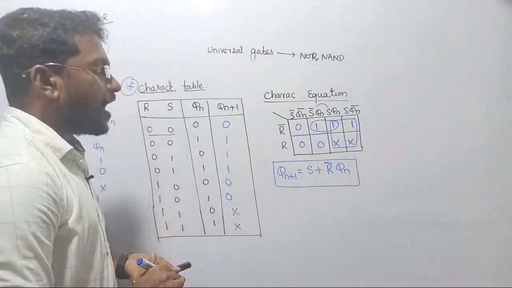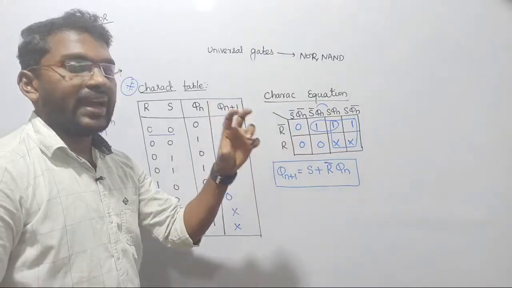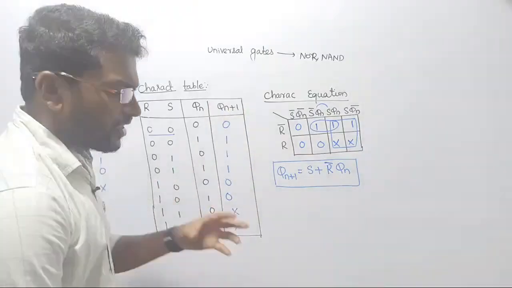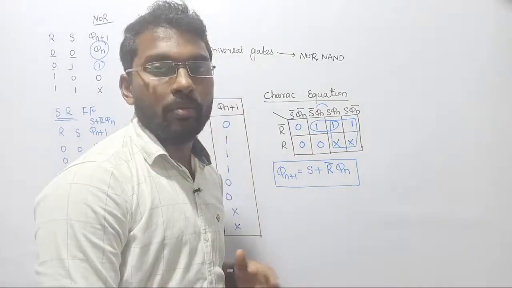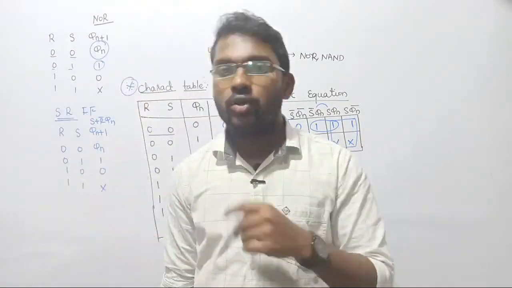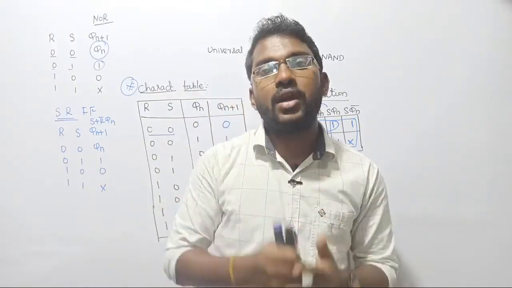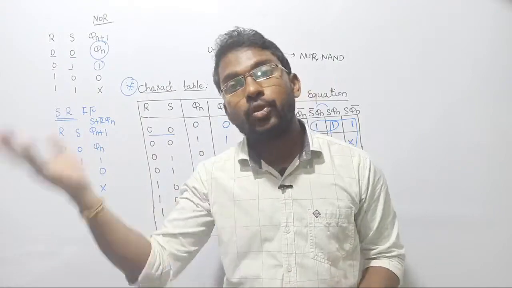So immediately after designing the characteristic equation, our next task is we have to design the excitation table, right? So excitation table, first of all, what do we mean by excitation table? Excitation table in the sense, we know the past output, we also know the present output. So with the help of the past and present outputs, we are guessing the inputs of the system.